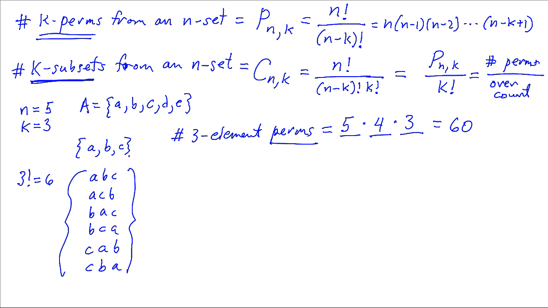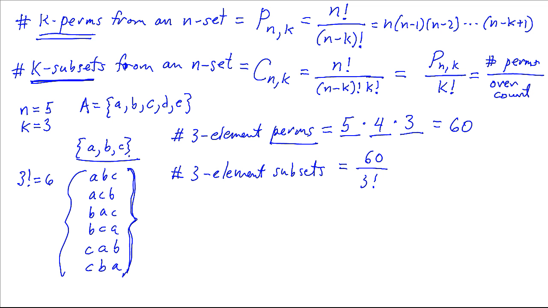But each of them, there are 6 of them, for example these 6 over here, that correspond to a single 3-element subset. So the number of 3-element subsets is equal to 60 divided by 3 factorial, 60 over 6, or 10.